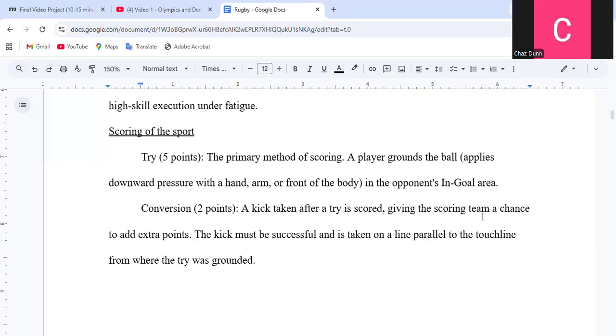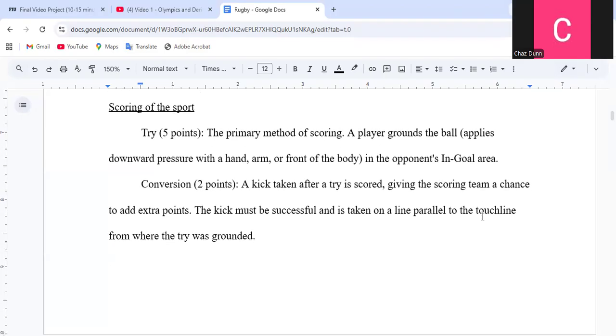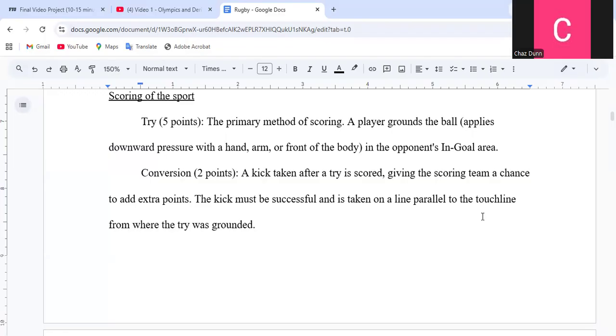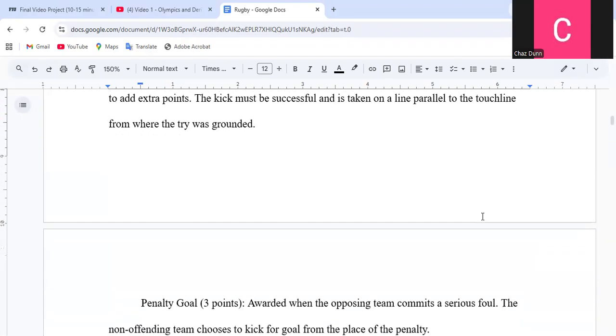Scoring of the sport. So here's some terminology that I had to learn for the sport. You have the try, which equates to 5 points. The primary method of scoring, a player grounds the ball in the opponent's in-goal area. Conversion, which is worth 2 points: a kick taken after a try is scored, giving the scoring team a chance to add extra points.